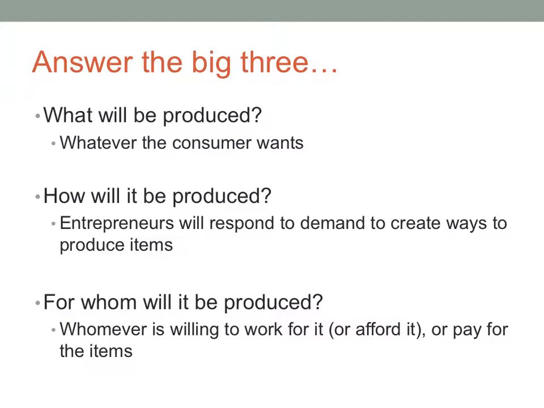The big three questions here: what's going to be produced? Whatever the consumer wants, right? How is it going to be produced? An entrepreneur could be someone who creates a way to make whatever it is that they want to make, right? And who is it going to be produced for? Whoever's going to buy it. So you have to have people who are going to buy your product if you're going to be successful in a capitalist economy, okay?